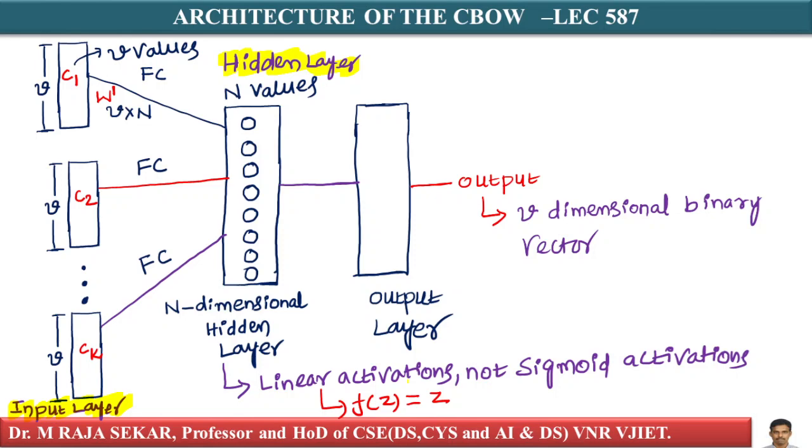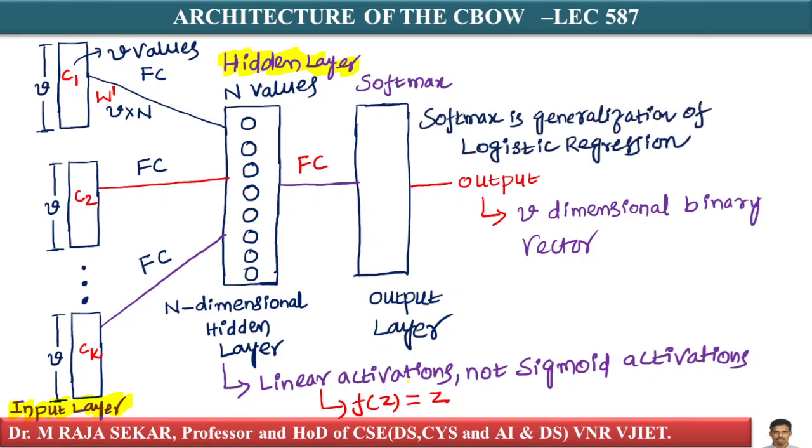So what activation unit can I make use of here? I can make use of softmax. This is again fully connected. What is softmax? Softmax is a generalization of logistic regression. From this output, only one of them is set to 1 and the rest are set to 0. So you can think of this problem as predicting the focus word.